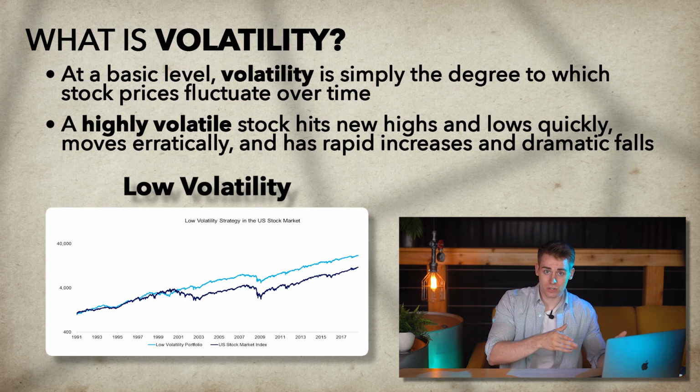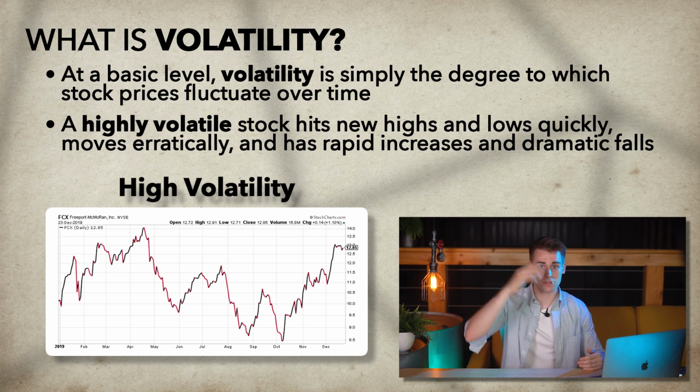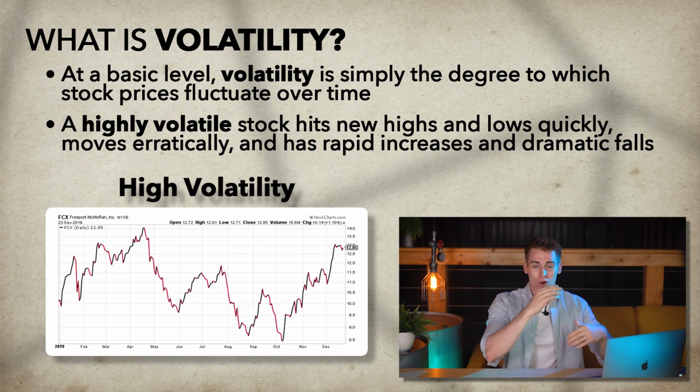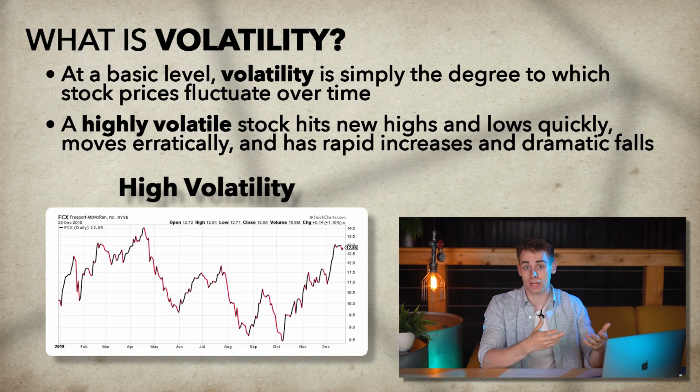A stock with high volatility, like we just mentioned, is going to be up, down, over and over again. $50, $60, $30, $10, over and over again. And that spectrum and those dramatic changes in price generally are reflective of high volatility.